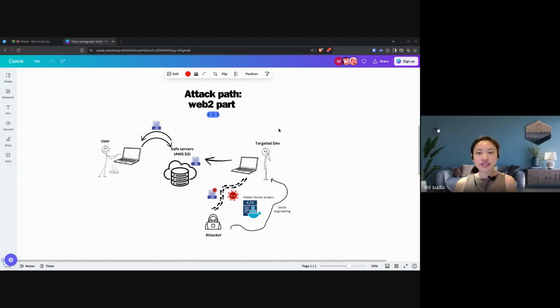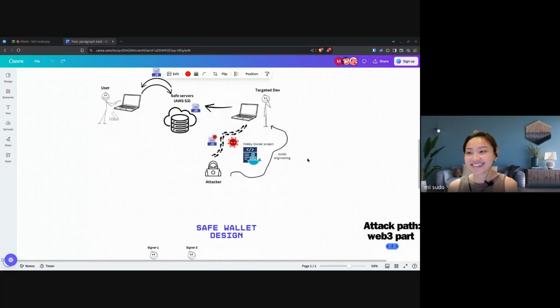All right, so we just went through the Web2 attack path using this diagram. What we're going to move on to is trying to understand what happened on the Web3 part, how exactly things went sideways. And for that, we have a special guest. He is an Anon user, and he's also very familiar with EVM development.